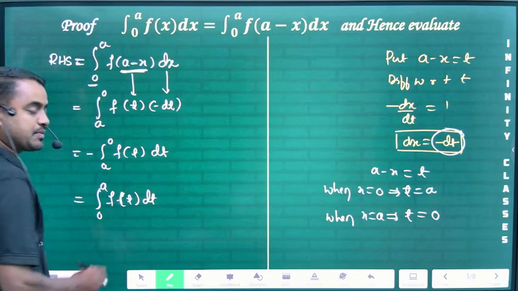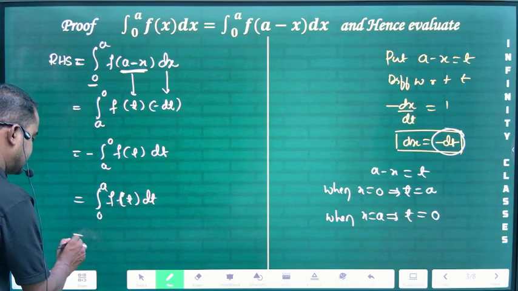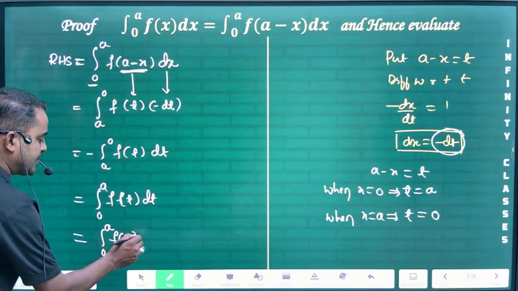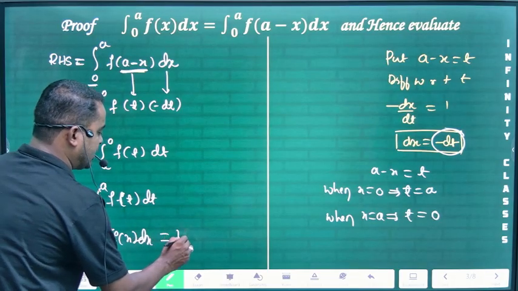Now applying the first property, that is change of variable, change t to x, that is the variable we are changing, f of x dx, that is equal to what? LHS.